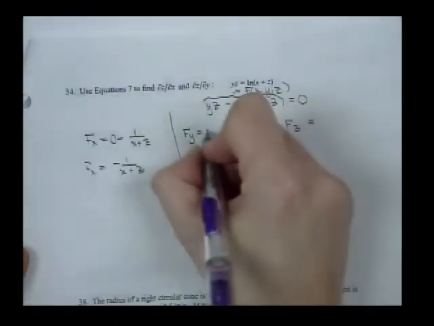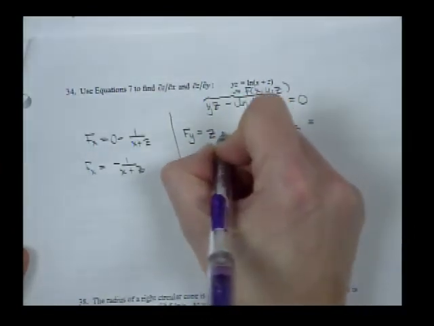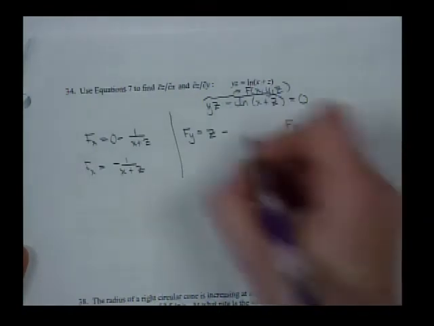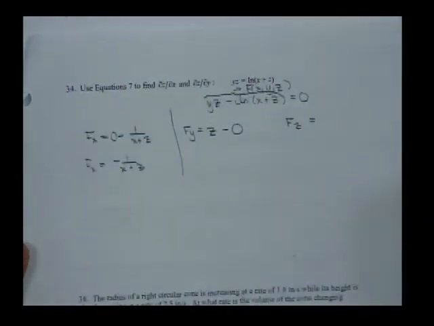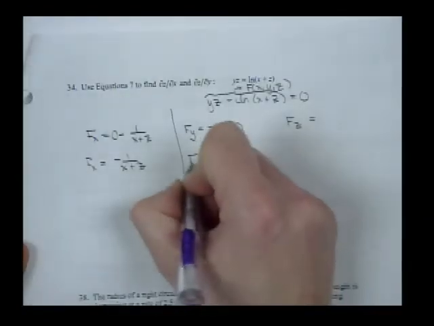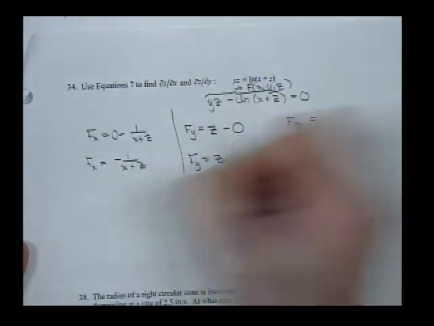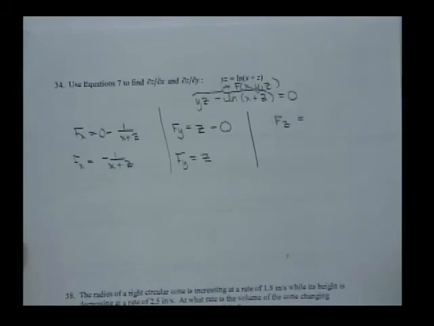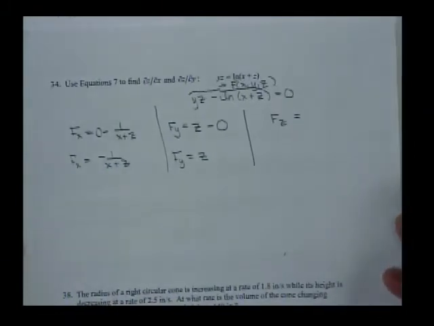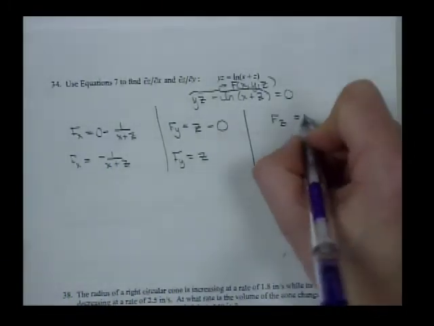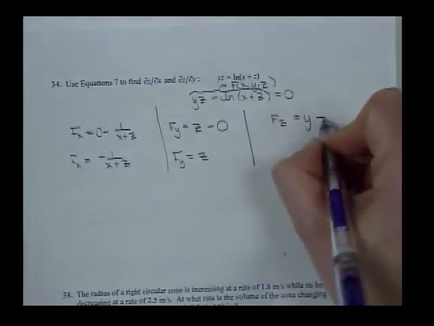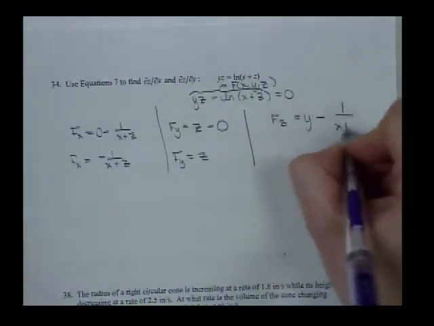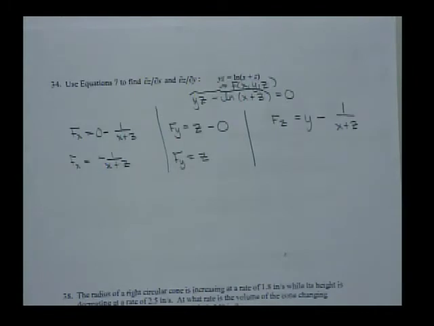And then f sub y, the derivative of the first term will be z minus 0. So f sub y is just z. And then f sub z, so the derivative of the first term with respect to z is y, and then minus 1 over x plus z, and then just times 1.